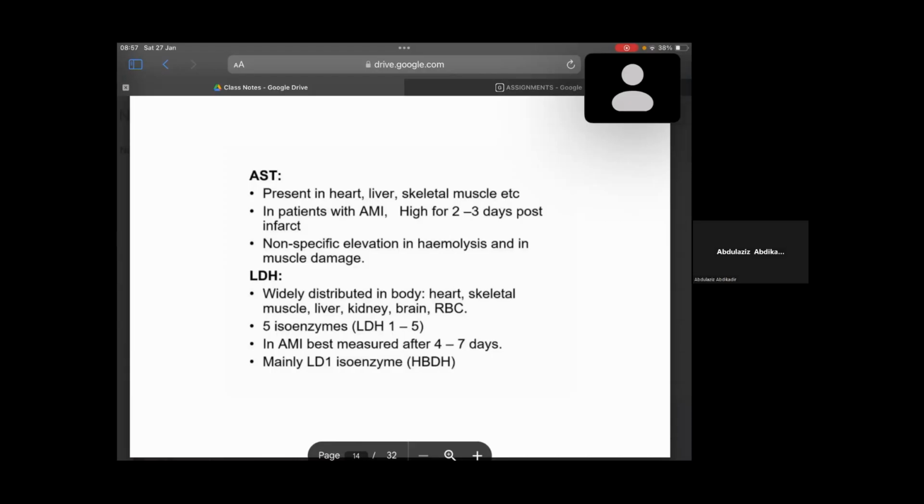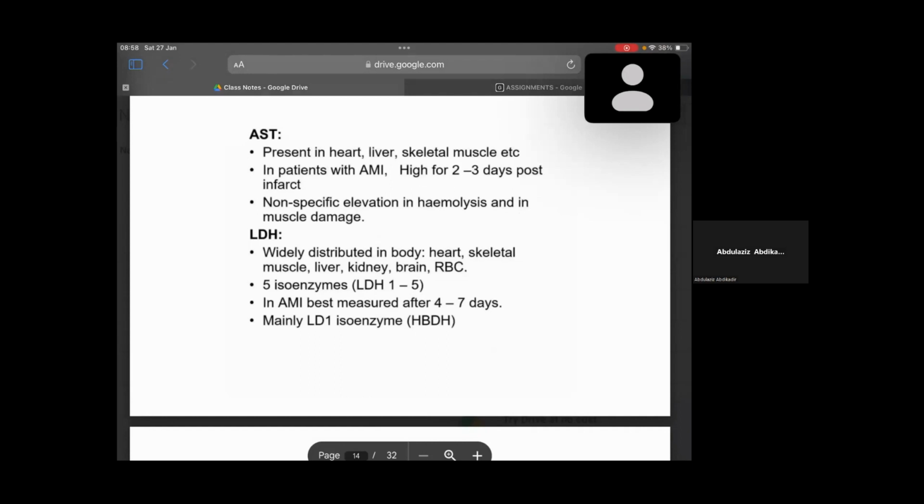Remember AST, hemolysis: LDH is the one that is used for hemolysis more, but AST is also an unspecific marker of hemolysis, and it is also a marker of LFTs. LDH is lactate dehydrogenase. AST was aspartate aminotransferase. You can just say aspartate transaminase. I hope you remember the biochemistry from Dr. Mukuria. So it is widely distributed in the body.